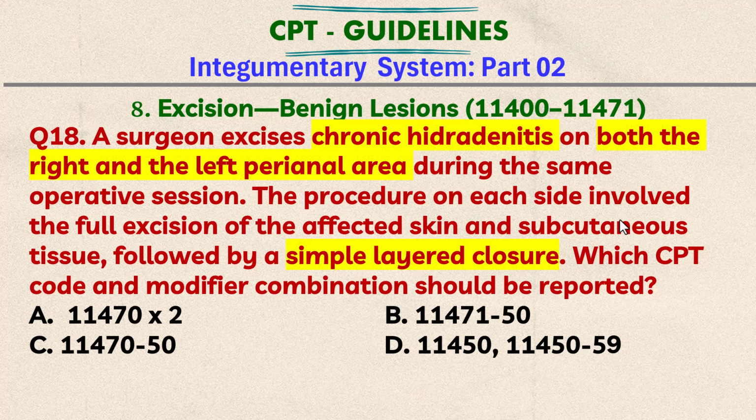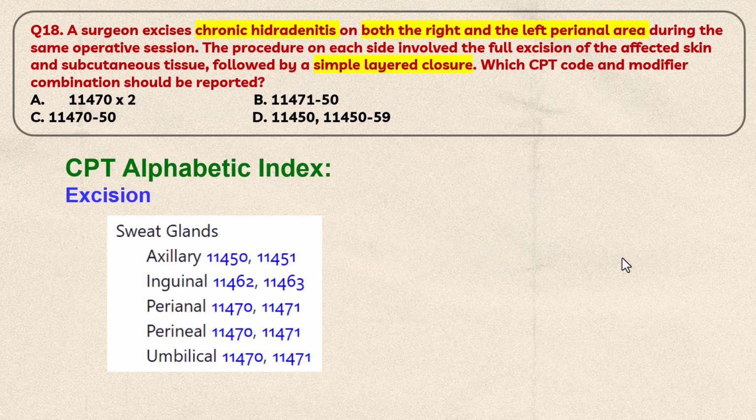So here you have to highlight this is chronic hidradenitis, both the right and left perineal area, and the closure is simple layered closure. So when you look at the answers, they are adjacent answers, so you can use the elimination method for the exam, but for learning purposes, let's use the table of contents or the alphabetic index method. So if you're using the alphabetic index, we have to go to the term excision, then go to the subterm sweat glands, because hidradenitis is the inflammation of the sweat glands. So under sweat glands, you can see this is the perianal area. So for the perianal region, the codes are 11,470 and 471.